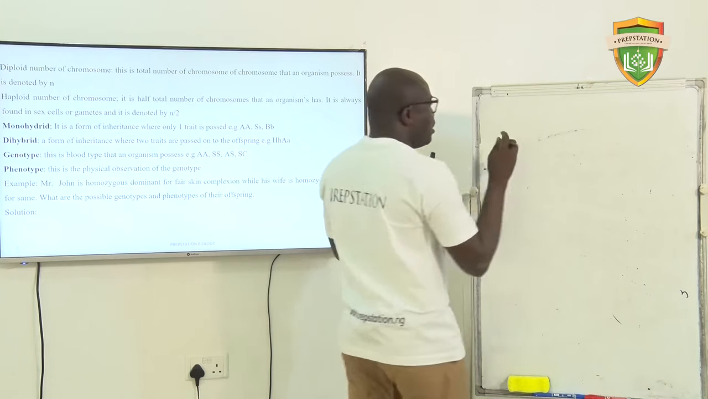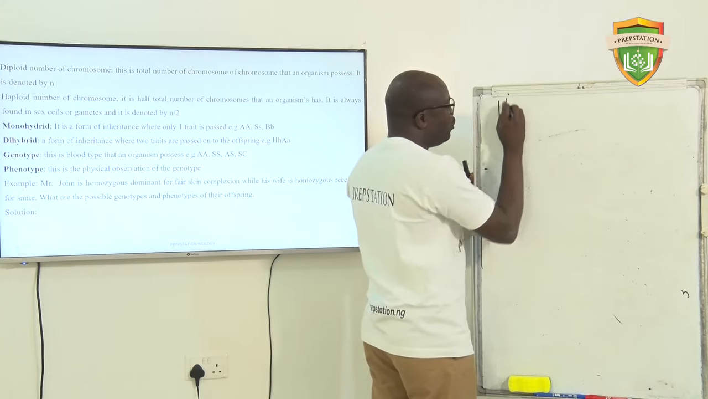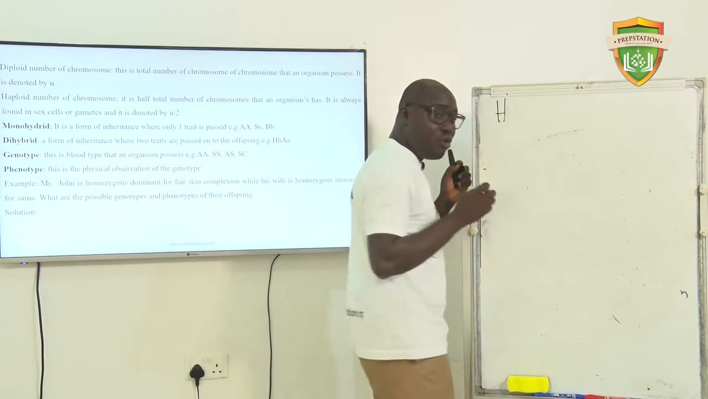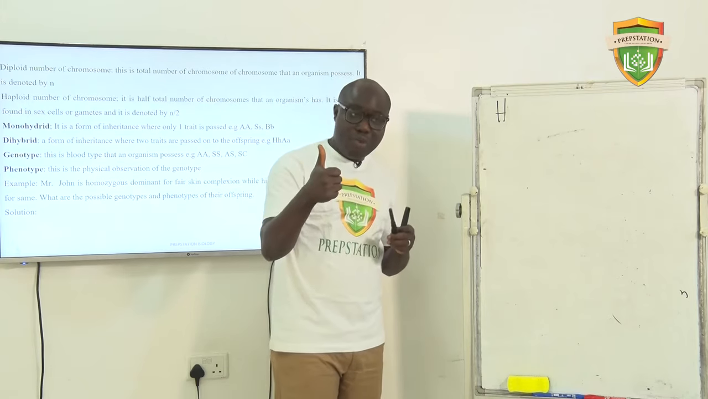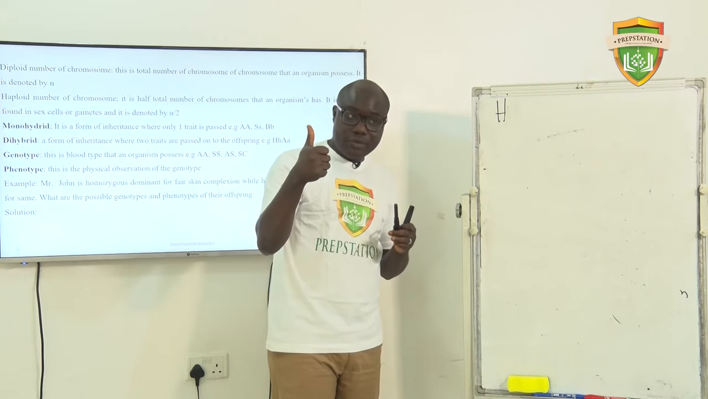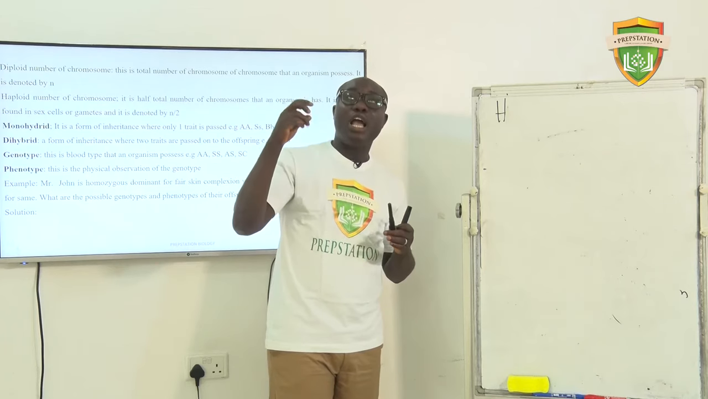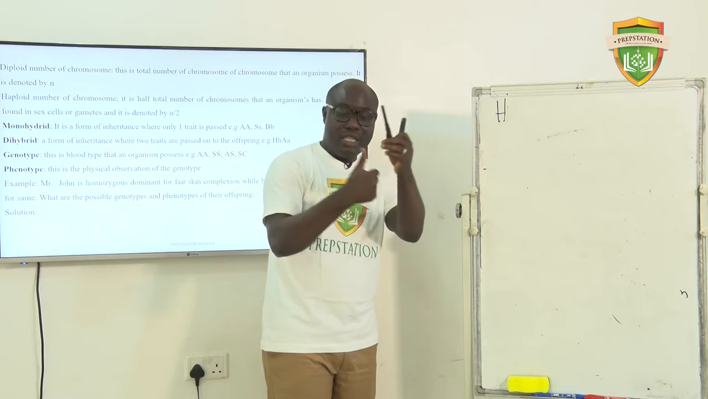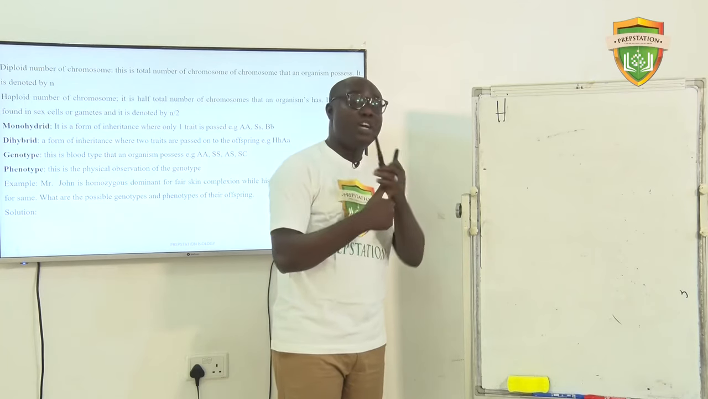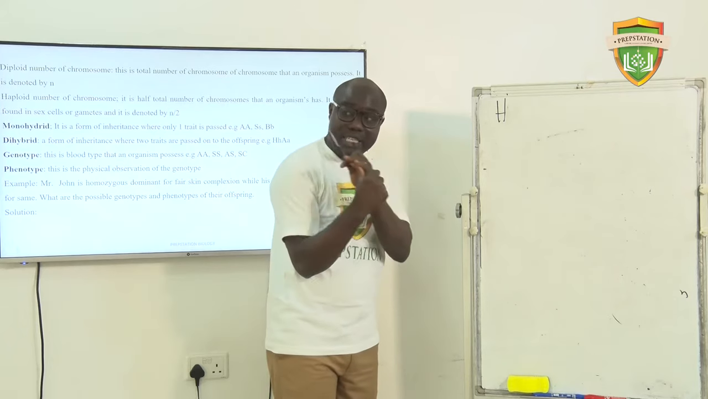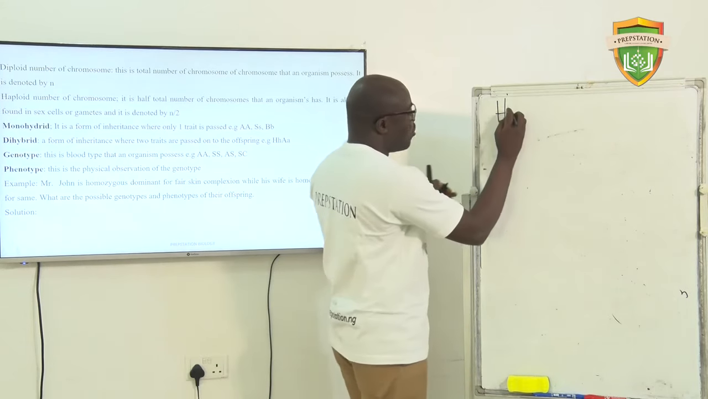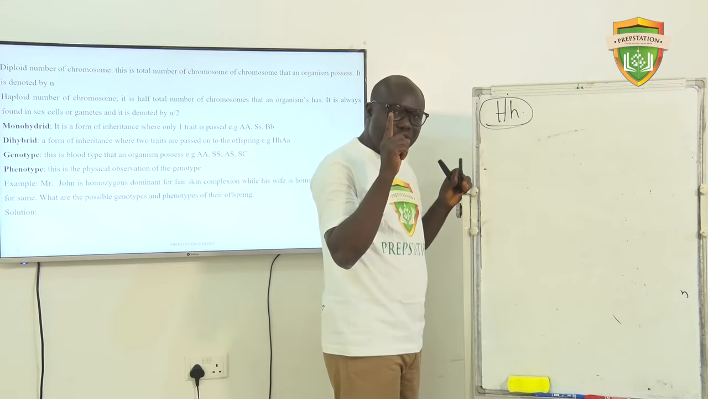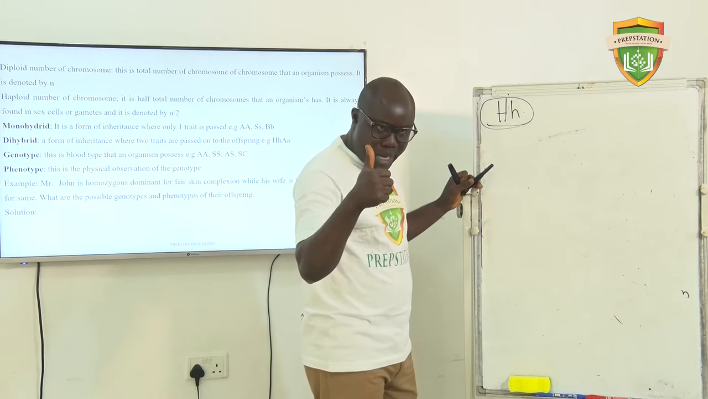Now, take for instance, let's say this H, I'm using this H for your thumb extension. Some people have a straight thumb, we call it hitchhiker's thumb. Some people cannot bend it; if they do their thumb like this, it goes very straight. And some people can still bend it backward. Remember that this H is talking about only one thing, and that is the ability to bend your thumb.